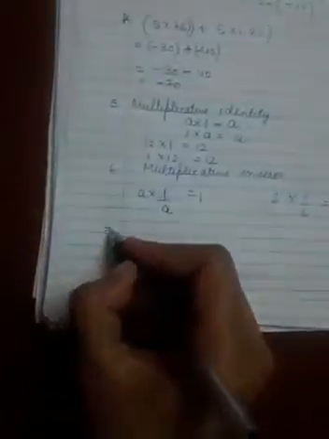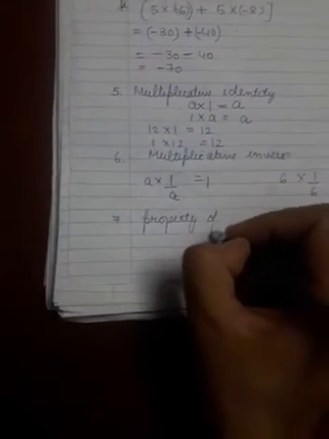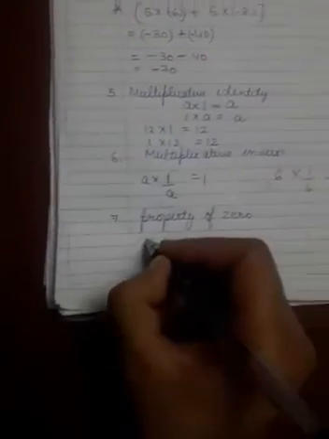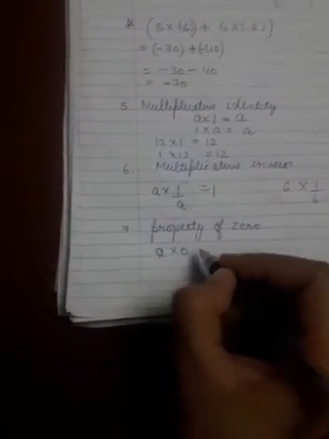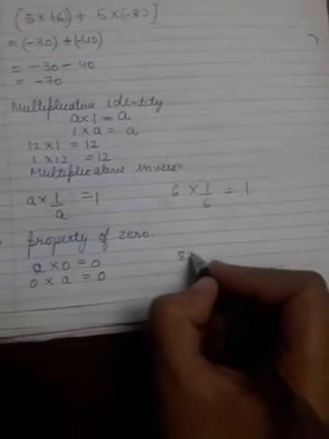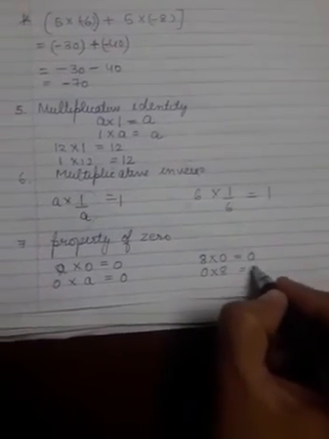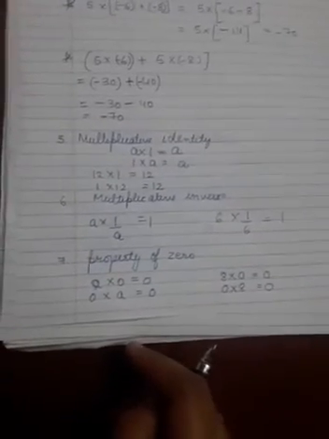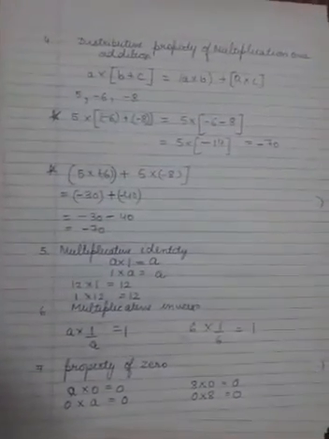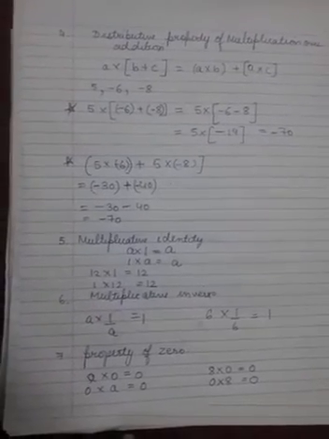So this is the multiplicative inverse. Then the last property is the property of 0. If you multiply any integer with 0, the answer is 0, or 0 multiplied by any integer, the answer is 0. For example, you multiply 8 with 0, the answer is 0, or 0 with 8, the answer is 0. So this is the property of 0. These are some properties of multiplication of integers. This is how integers are multiplied and proceeded with such operations.